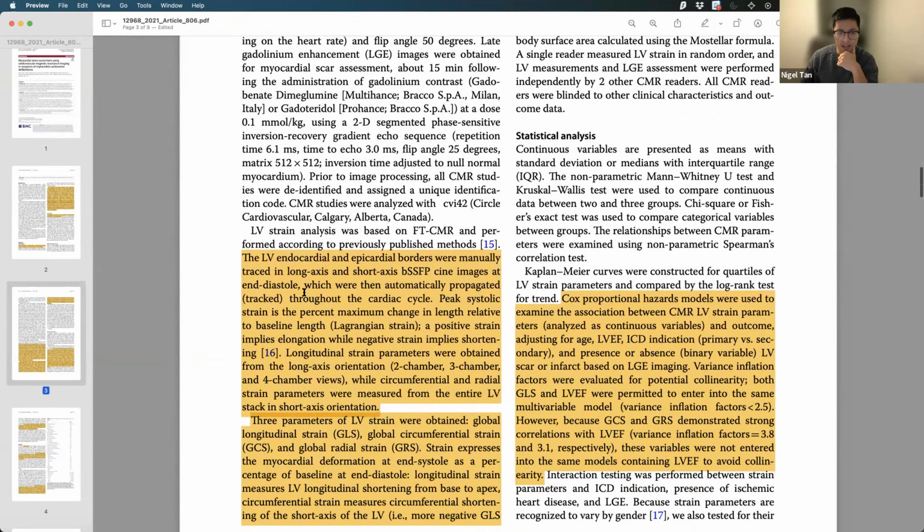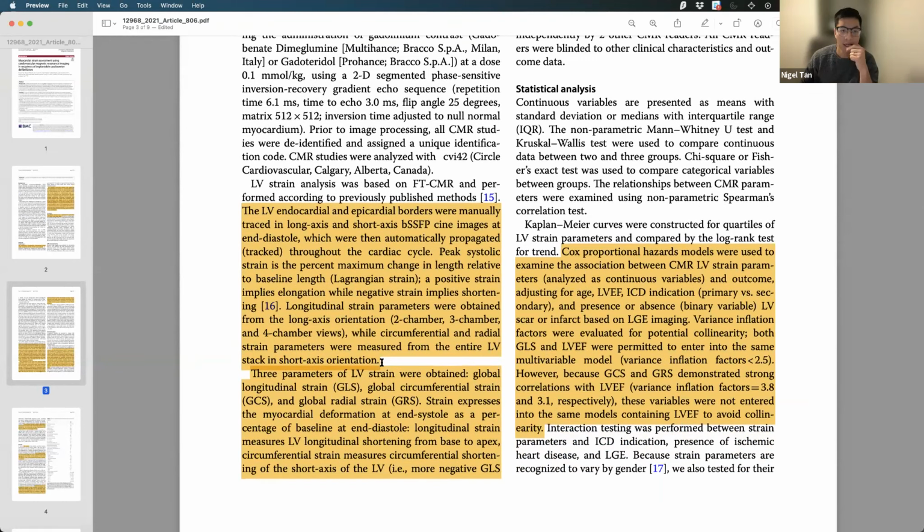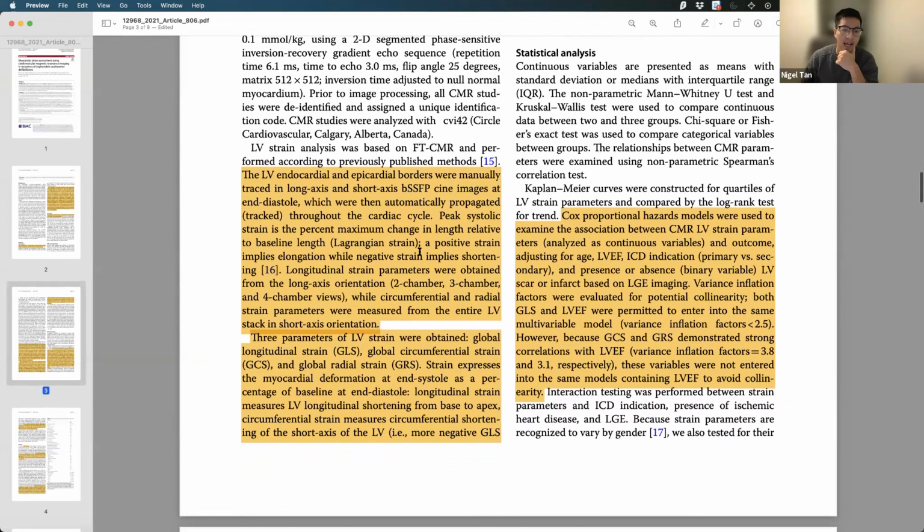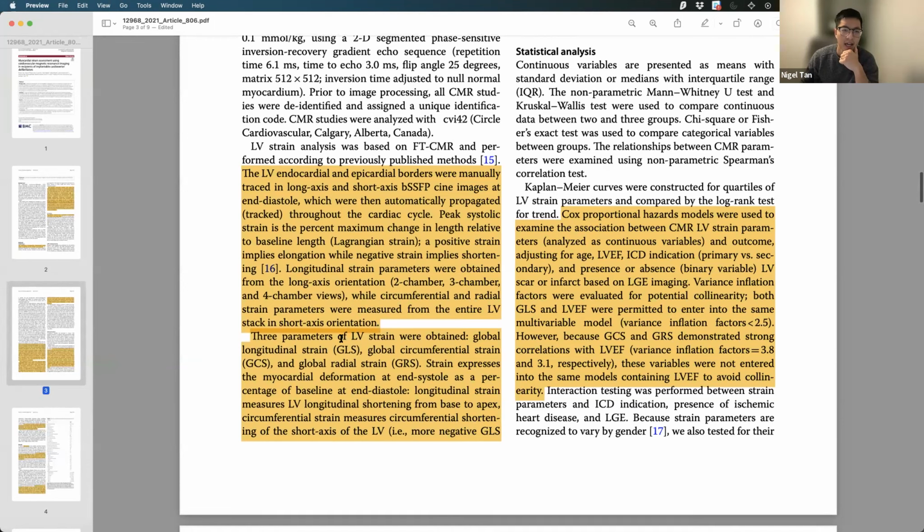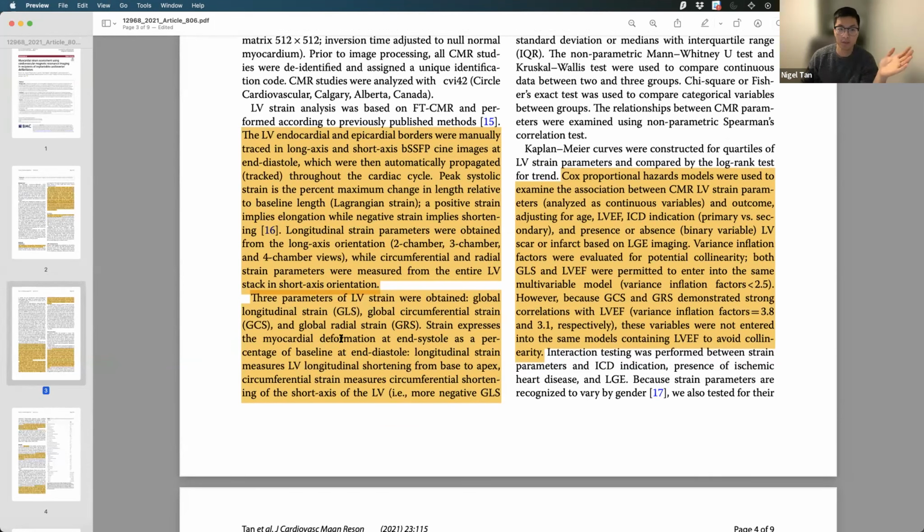The LV endocardial and epicardial borders were manually traced in long and short axes throughout the cardiac cycle. Peak systolic strain is the maximum percentage change in length relative to the baseline length. Positive strain implies elongation, whereas negative strain implies shortening. We obtain longitudinal strain based on long axis orientation, 2, 3, 4 chamber views, and circumferential and radial strain based on the short axis stacks.